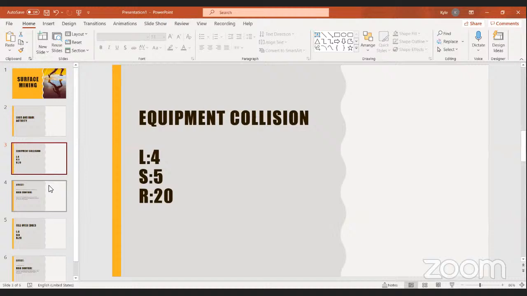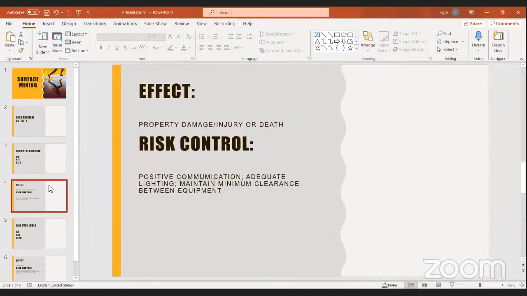So ano po ba yung magiging effect niya kung sakali? Yung equipment collisions may cause property damage or it can be injury or death naman po. So paano po ba namin ito mapipigilan or what are the controls na pwede namin gawin? Communication pa. Ano po ba yung mga control na pwede natin gawin?